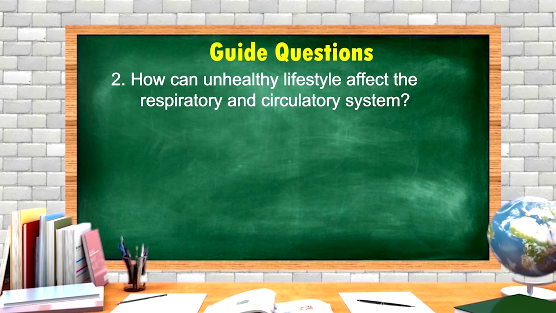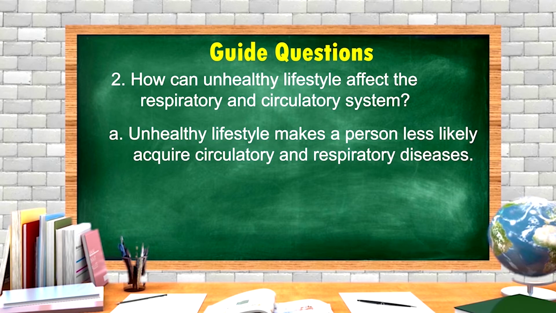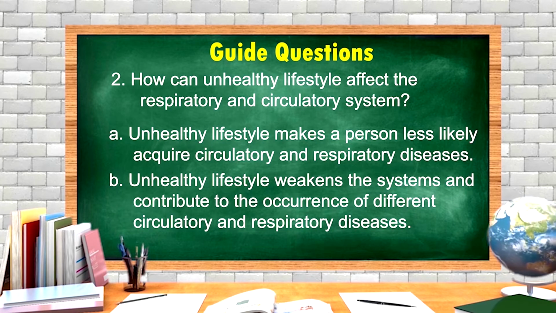Number 2. How can unhealthy lifestyle affect the respiratory and circulatory system? A. Unhealthy lifestyle makes a person less likely to acquire circulatory and respiratory diseases. B. Unhealthy lifestyle weakens the system and contributes to the occurrence of different circulatory and respiratory diseases.